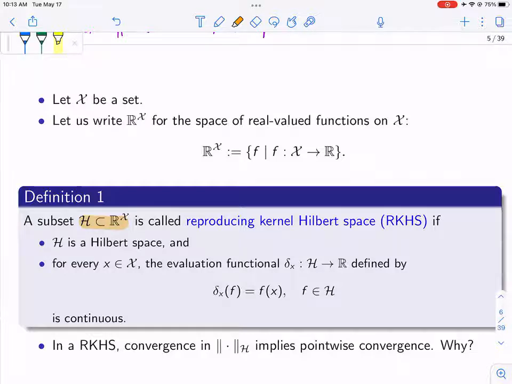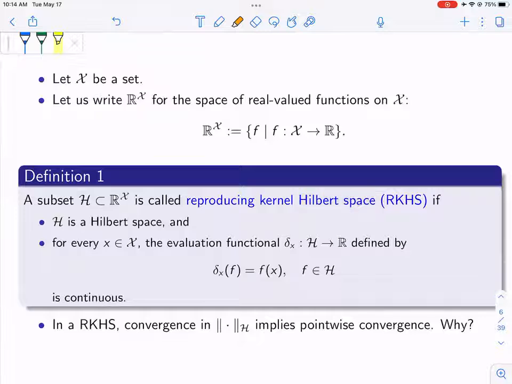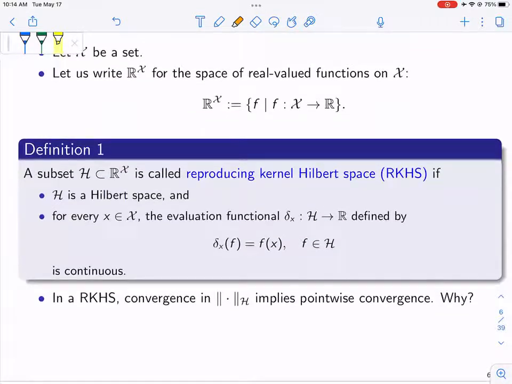So we're going to look at functional spaces, and we care about functional spaces that are Hilbert spaces in a sense. A subset H of the space of functions on X is called a reproducing kernel Hilbert space, or RKHS for short, if H is a Hilbert space first. So it's a vector space, has an inner product, it's complete with respect to the inner product, all that. That's the Hilbert part. The reproducing kernel part is the second property: for every little x in X, the evaluation functional, which is defined here, is continuous.